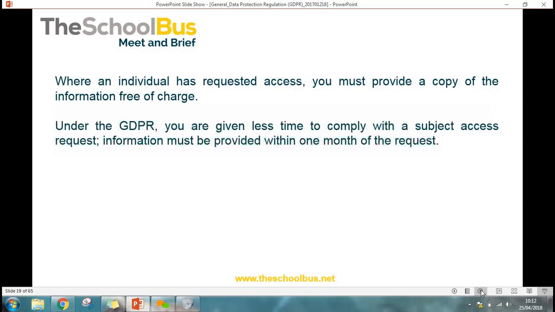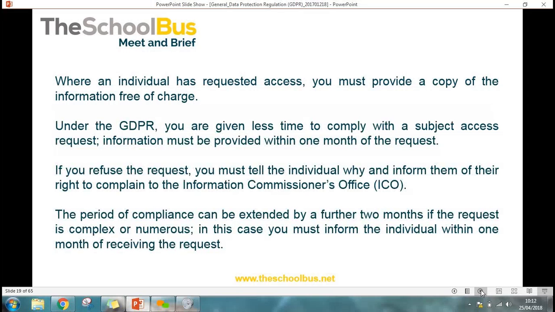Previously, under the Data Protection Act, we were able to charge costs for accessing information. Under the GDPR, we're not allowed to do that, and the information must be provided free of charge. And the rationale for this is that it is the individual's own data that we're processing, and therefore they should be able to access it. And the time limits come down now as well, so we've got to be able to provide the information within a month.